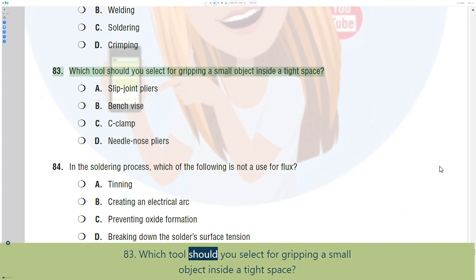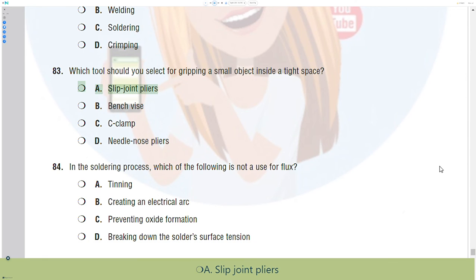83. Which tool should you select for gripping a small object inside a tight space? A. Slip joint pliers. B. Bench vise. C. C-clamp. D. Needle nose pliers.